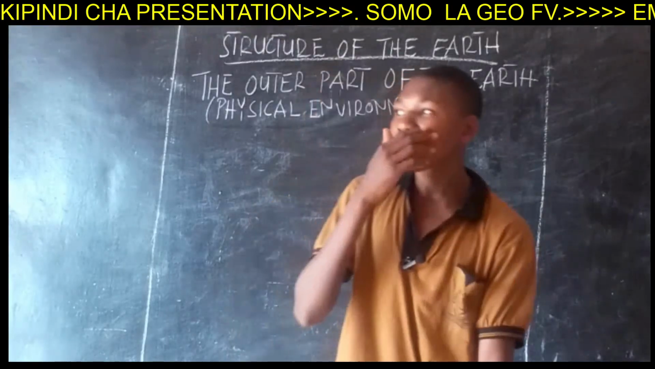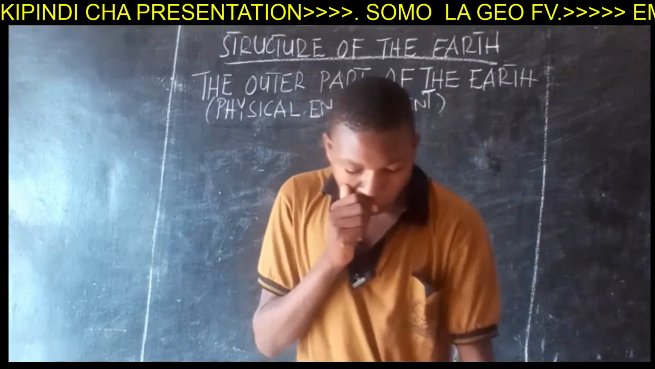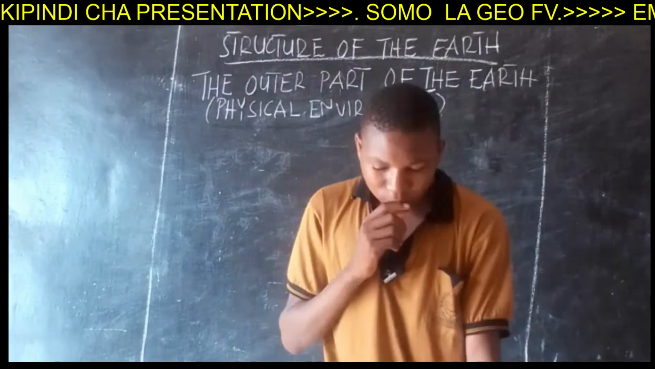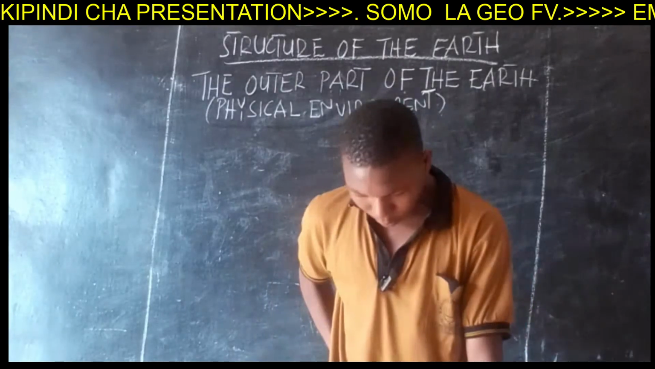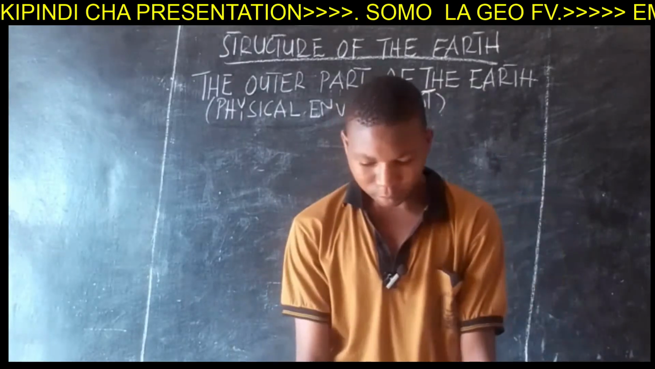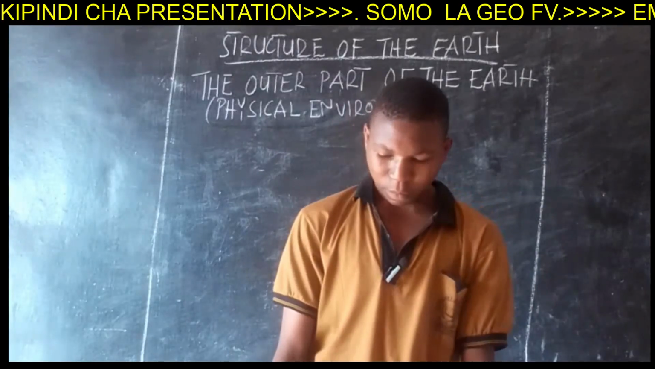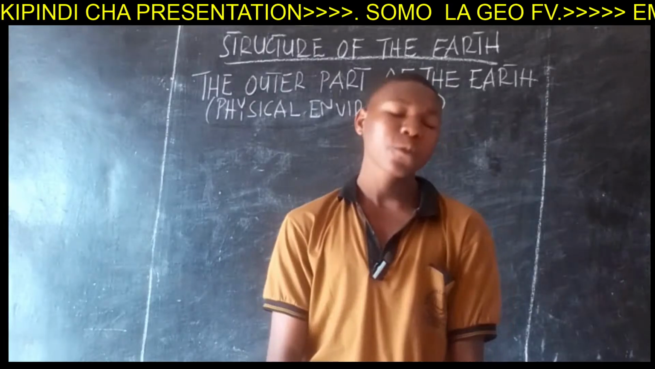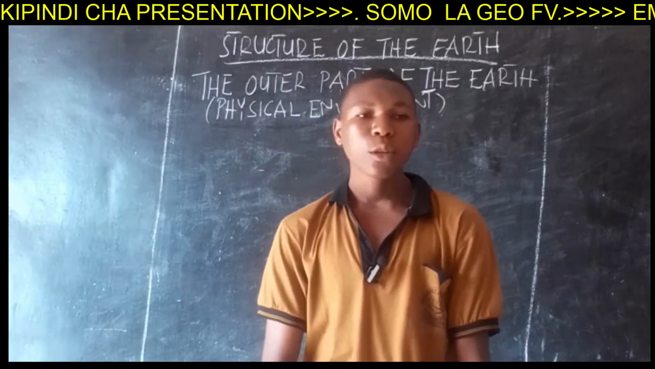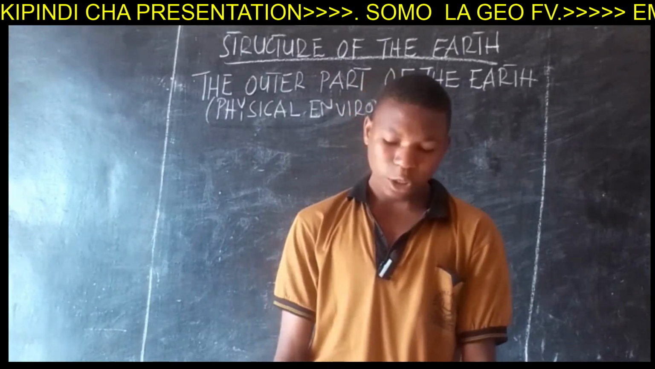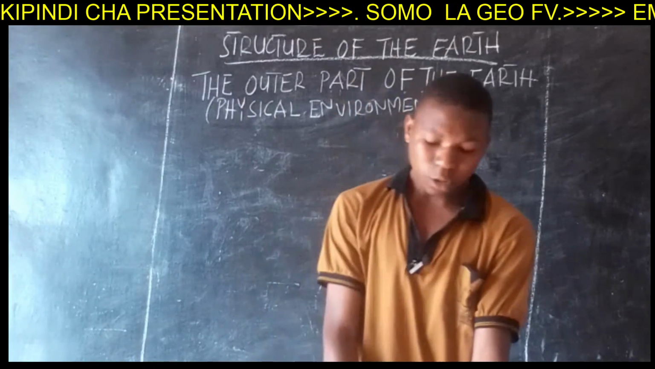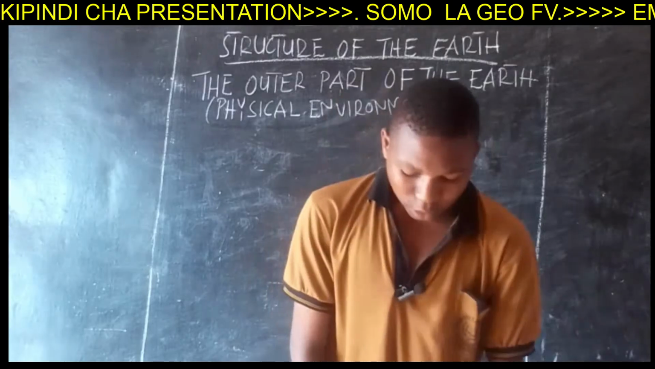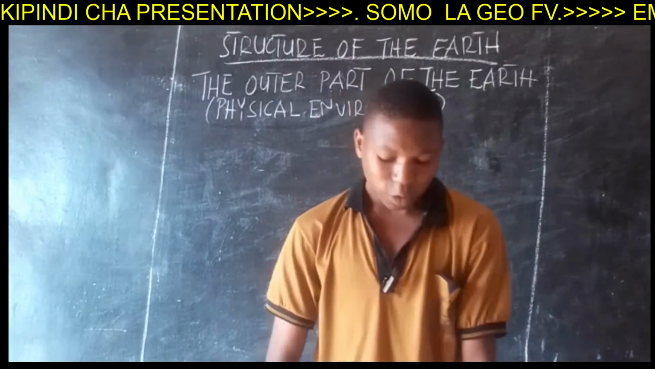Okay, let us continue to the subtopic. The structure of the atmosphere has two layers, which are the homosphere and the heterosphere. So let us continue to the heterosphere.